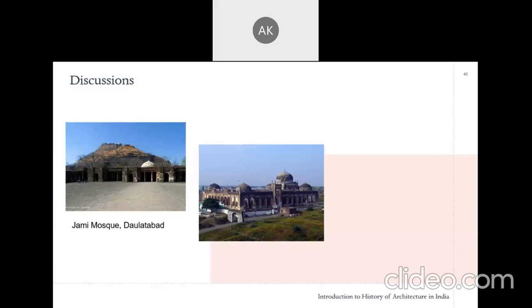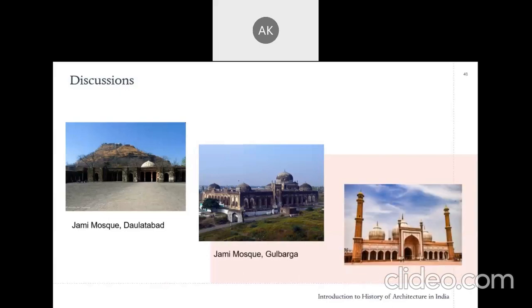So everyone would know the one in Delhi, the Jami Mosque, which is also known as Jama Masjid, right? So this is of Gulbarga and this is the Jama Masjid or Jami Mosque of Delhi. Okay.